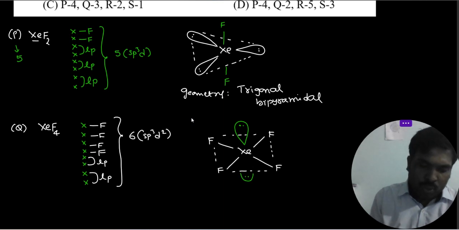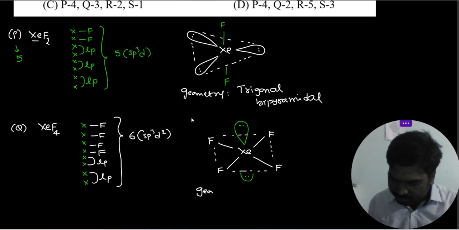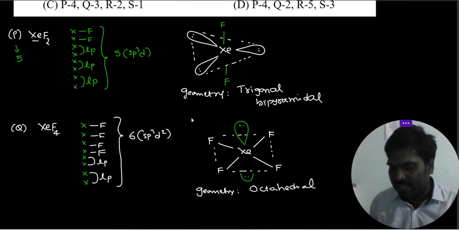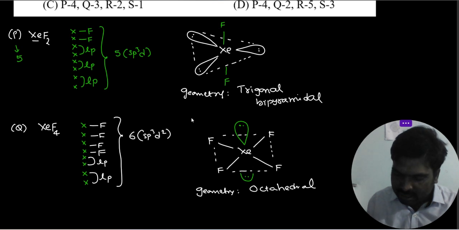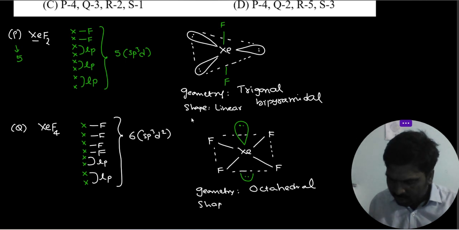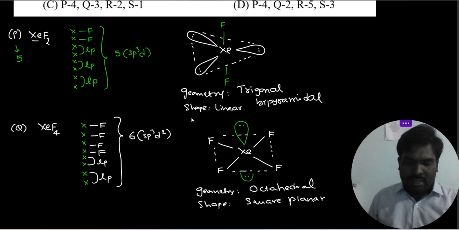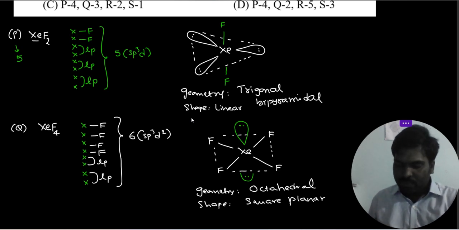Understood? So now, what is the geometry? Octahedral. What is the shape? Square planar. The above molecule, XeF2, has linear shape, but here the shape is square planar. Okay, square planar. Understood?